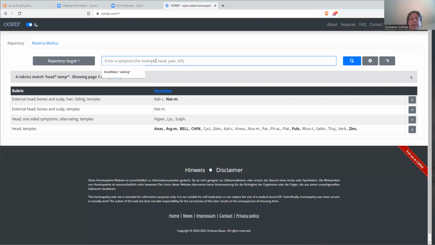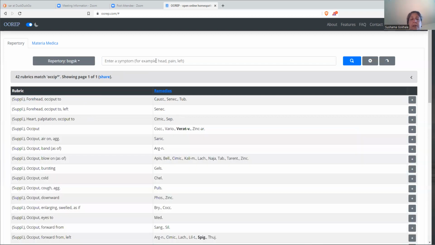If you have occiput, does anyone know what occiput is? Lower back, back of the head, yeah. So you have to know some of these terms, folks, in order to determine your remedy. So occipital headache, occiput, so many remedies. A headache that goes from your forehead all the way back to your occiput: Causticum, Seneca, and Tuberculinum.